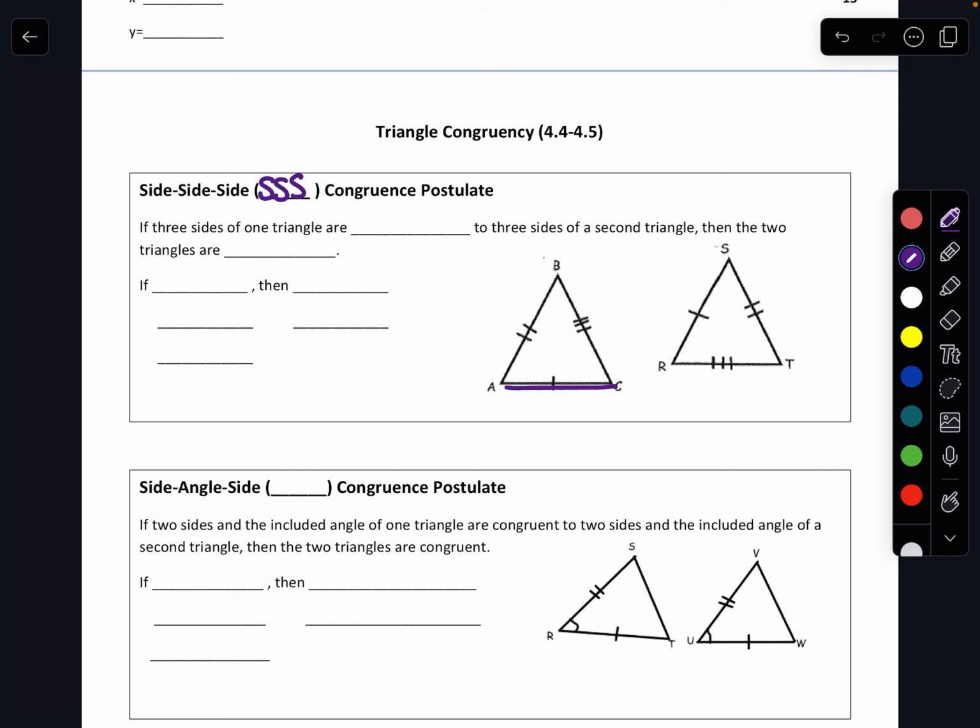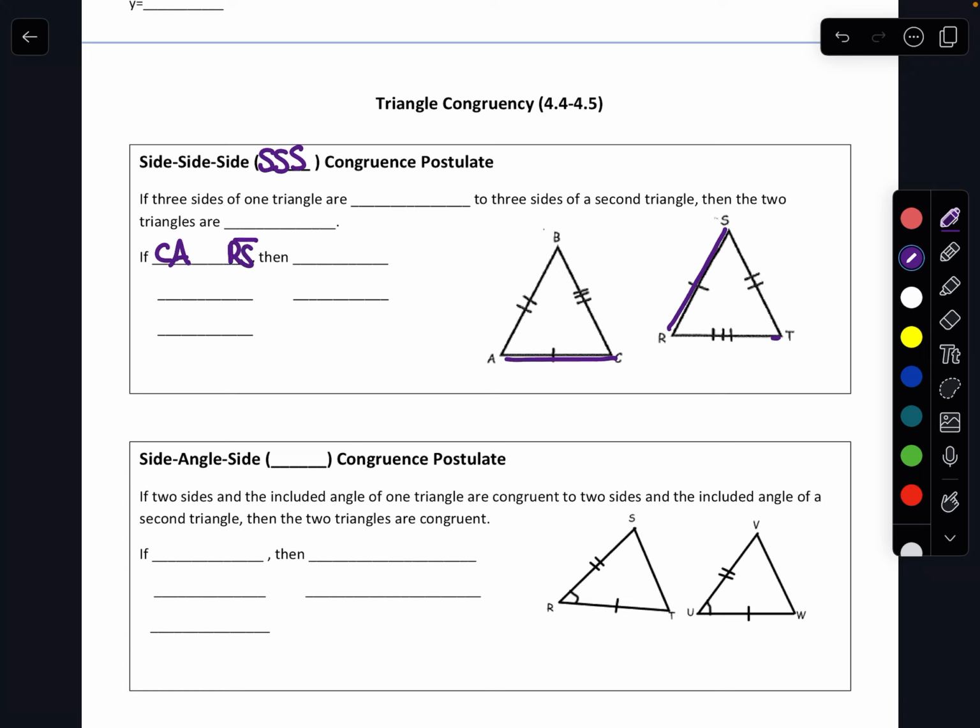And what this one says is if you have, for instance, CA that's congruent with RS, AB that's congruent with ST, and BC that's congruent with TR, then we can prove that these two triangles are congruent.